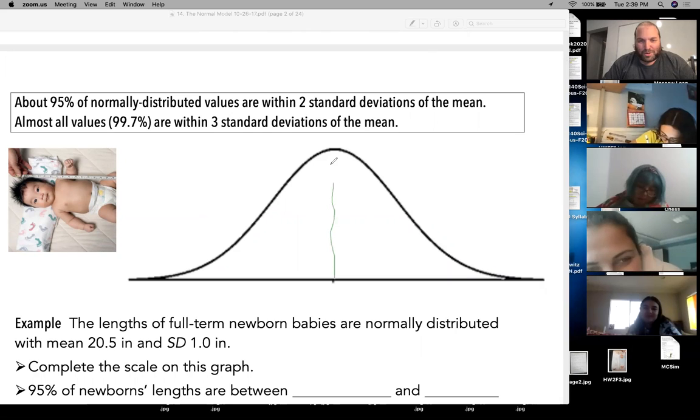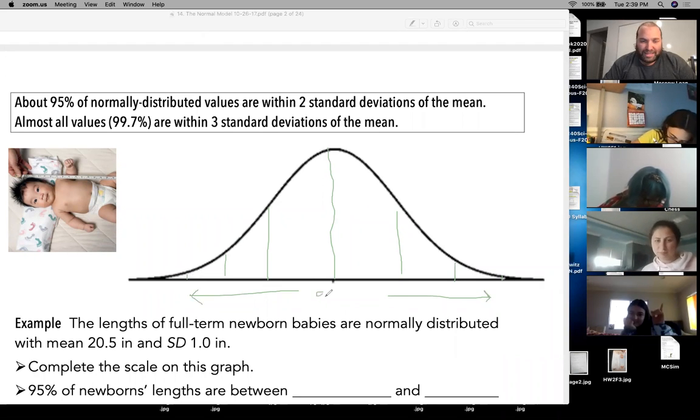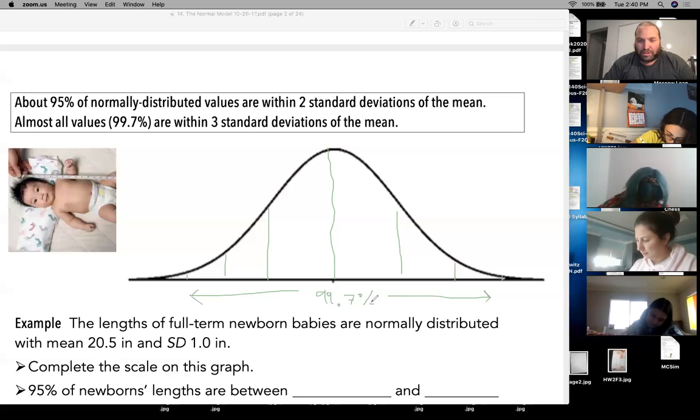But anyway, so again, what if I go to 3 deviations out? What if I go all the way to 3 deviations out in both directions? What percent of my data falls within 3 deviations? 99.7. 99.7%. So almost all of the data is within 3 deviations on either side of the mean.